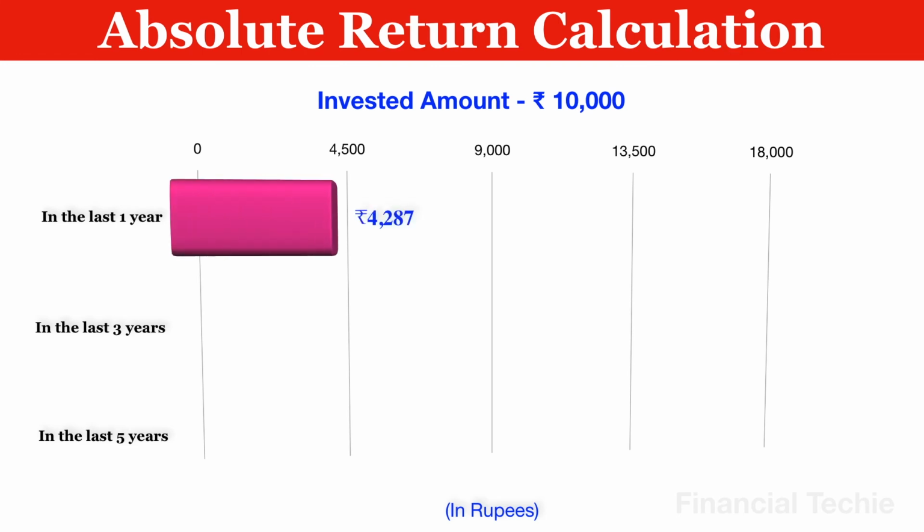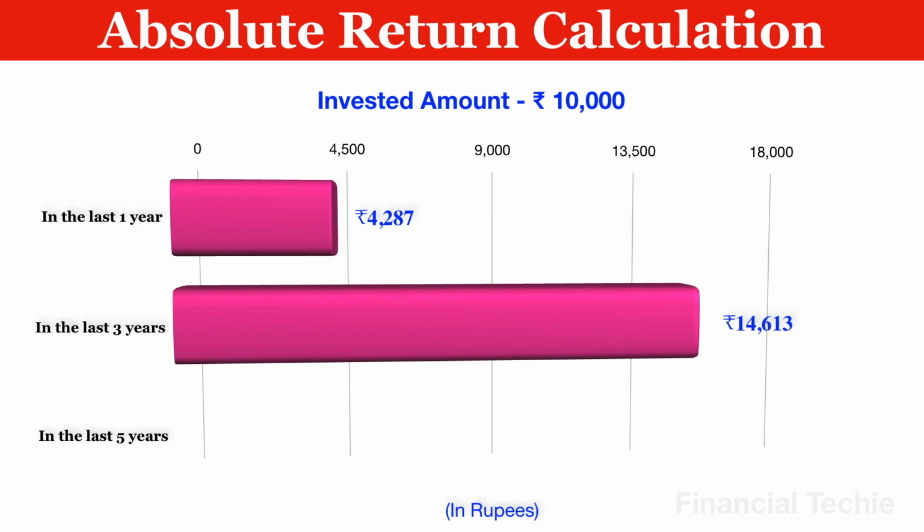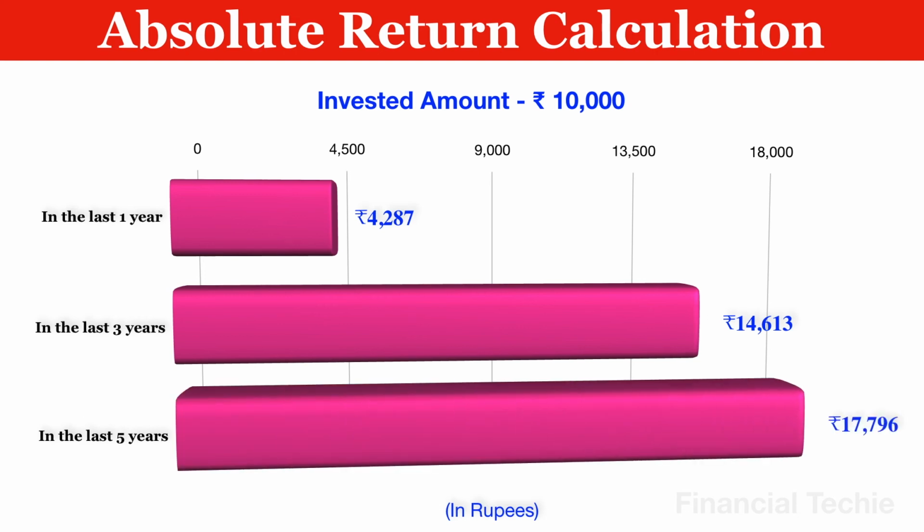Let us understand this percentage of return in absolute numbers for the investment amount of 10,000. The investment of 10,000 would have given you 4,287 as profit in the last 1 year. In case of the last 3 years, it would have given a profit of 14,613 rupees. In case of the last 5 years, it would have given a return of 17,796 rupees, which is more than 170%.